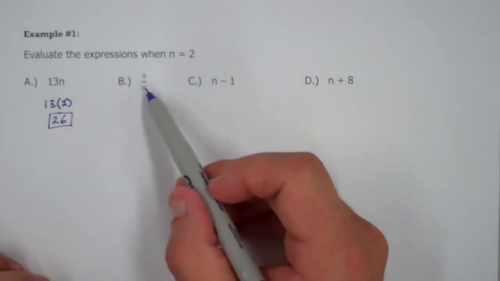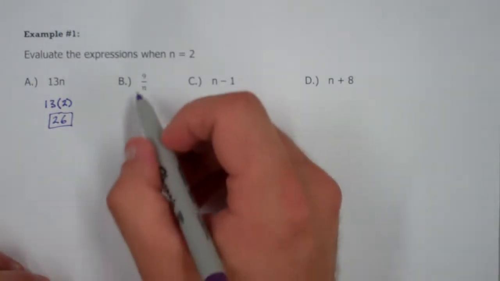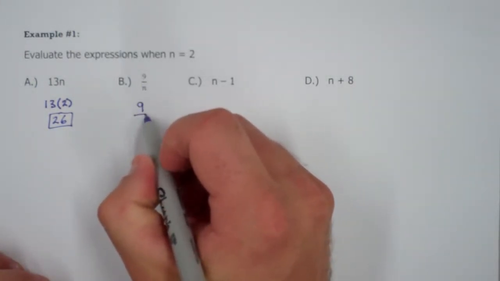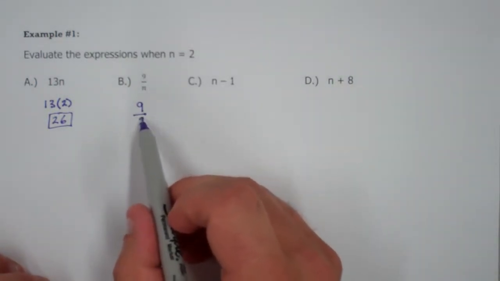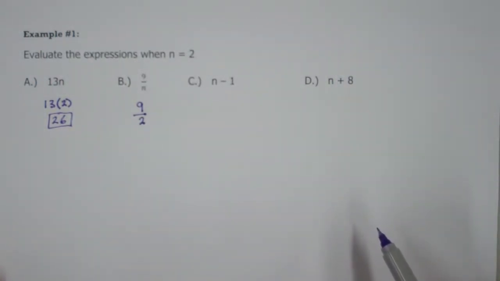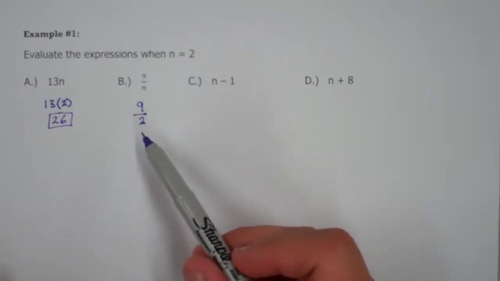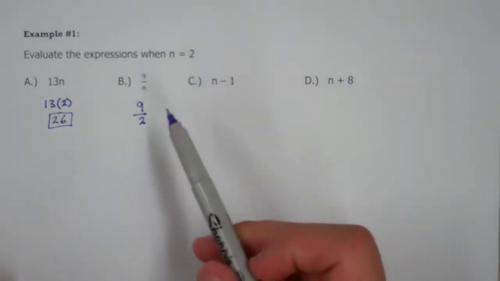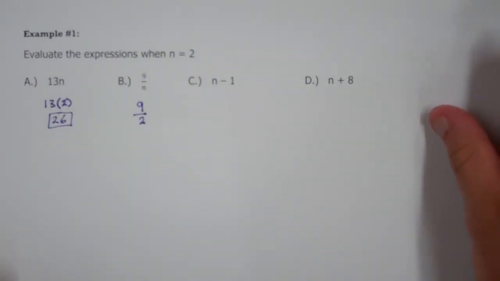For part B, we're going to do the substitution first, then we'll try to evaluate this. So for B, we've got 9 over n, so 9 over 2. This is perfectly acceptable for algebra. As a matter of fact, lots of times in algebra and higher level math, this is a better form of an answer. However, sometimes it's not. So if you're dealing with money, you probably wouldn't want to state that as 9 over 2. You'd want to state that as $4.50.